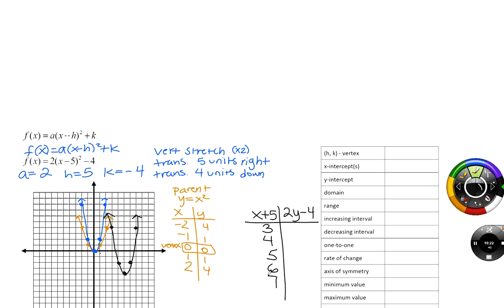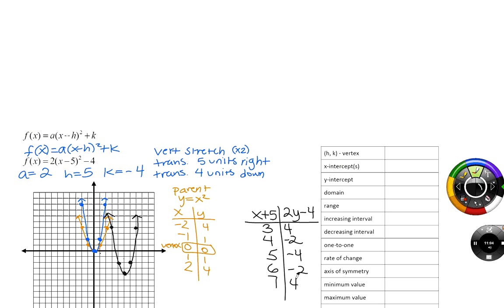Let's see what happens. So this output used to be 4. Now I'm going to take it, times it by 2, and subtract 4. So 4 times 2 is 8, minus 4 would be 4. The next output was 1. 2 times 1 is 2, minus 4 is negative 2. The next output was 0. 2 times 0 is 0, minus 4 is negative 4. The next output was 1. 2 times 1 is 2, minus 4 is negative 2. And lastly, we had 4. 2 times 4 is 8, minus 4 is 4.